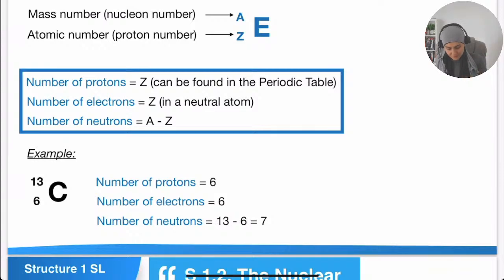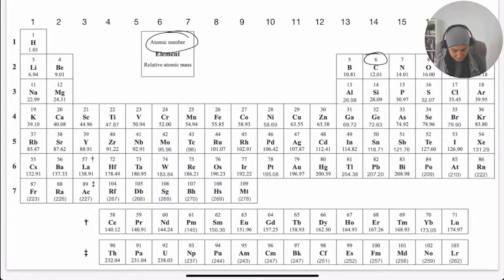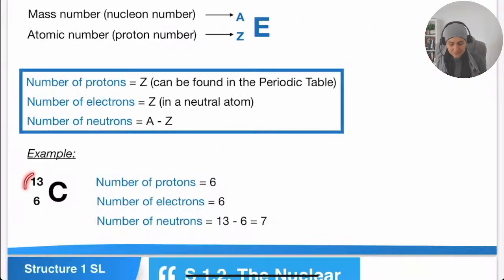What else is important? The top number, you can never take it from the periodic table. It might not match, because in the periodic table this is not a mass number, this is relative atomic mass, so it's an average throughout different isotopes, which we will talk about in a second. The top number they would always give you in the question, or they would ask you to find it from some additional information, but you cannot take it from the periodic table unless you're doing GCSE.